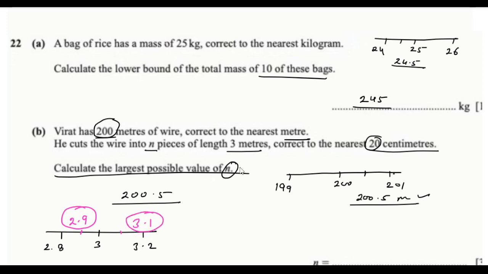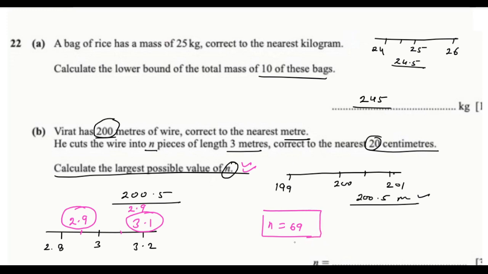As I have to find the largest value of n, this 200.5 I will divide by 2.9. So 200.5 divided by 2.9, the answer will be 69.1. So 69.1 means n has the largest possible value of 69. So I can cut 69 pieces.